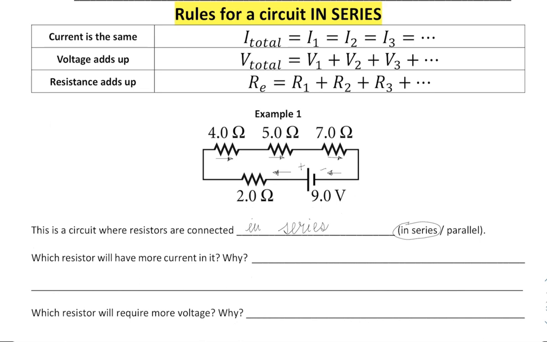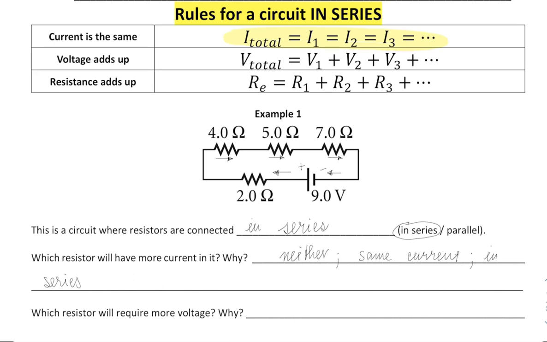Which resistor will have more current in it and why? Well, that's the trick question. Neither. All of them will have the same current because they are connected in series. And you have the rule staring you right in the face right here: total current through the circuit is the same throughout the circuit. So neither of those resistors will have a greater current. They will all have the same current.